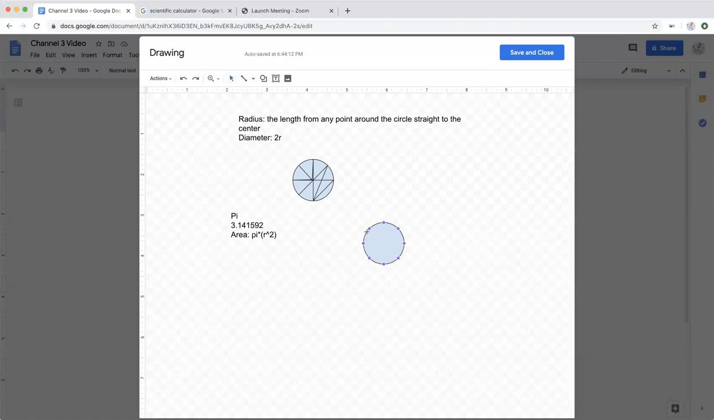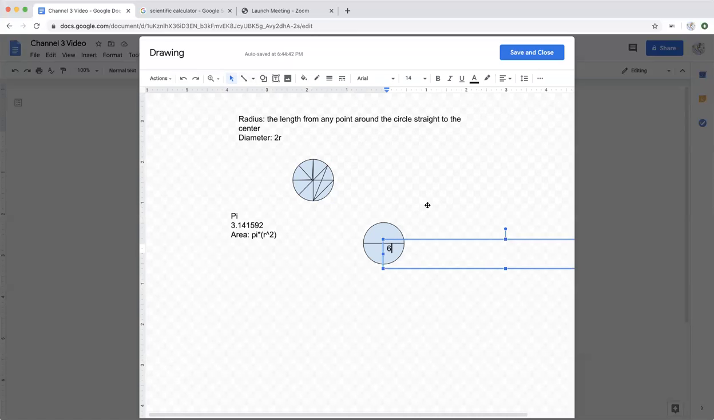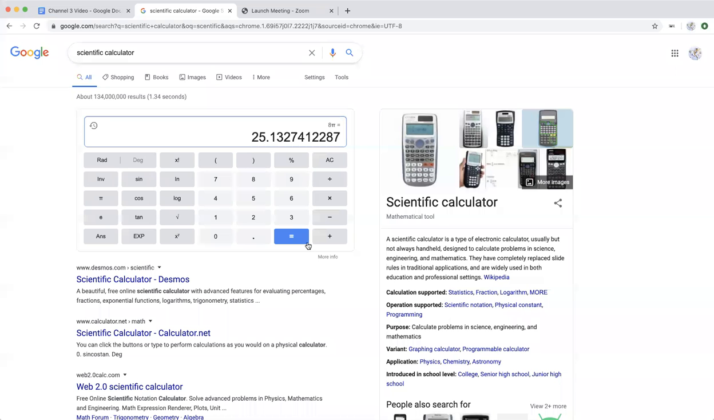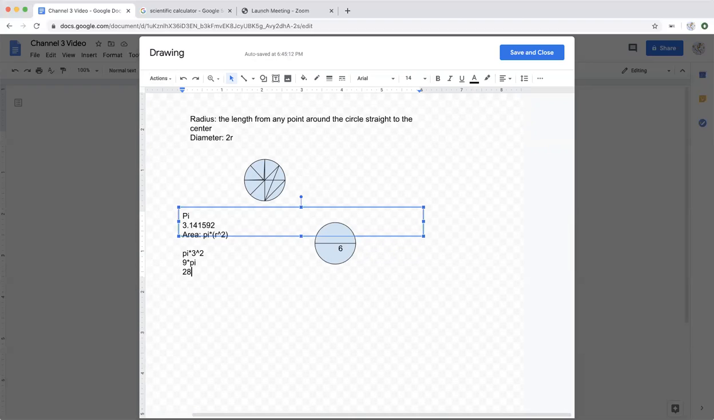So let me now draw the length of the diameter. Let's choose a random number. Let's choose the number 6. So now let's try to find the area of this circle. So the area would be pi times r squared. So r is half of diameter, so it would be pi times 3 squared. That would be 9 times pi, and I'm going to enter this into my calculator. And I get a result of about 28.27. And that would be your final answer for area.